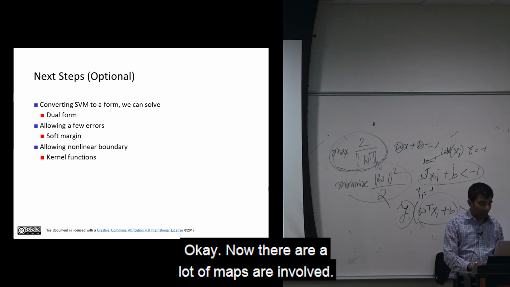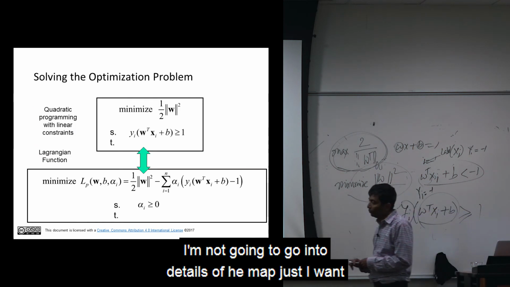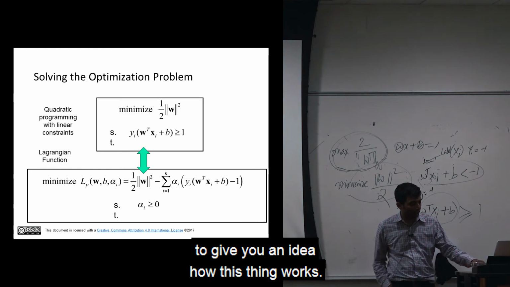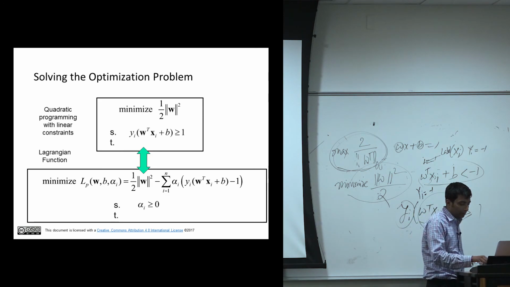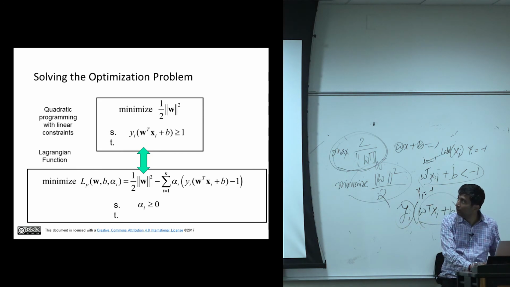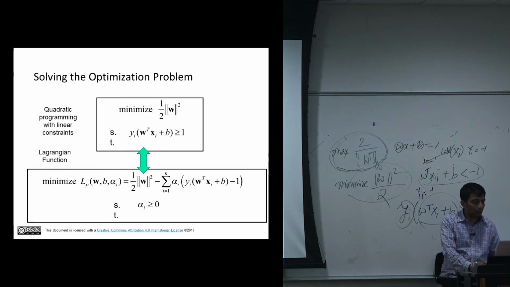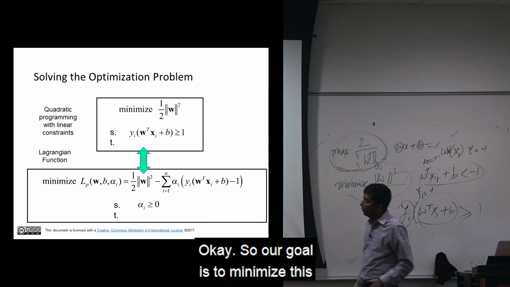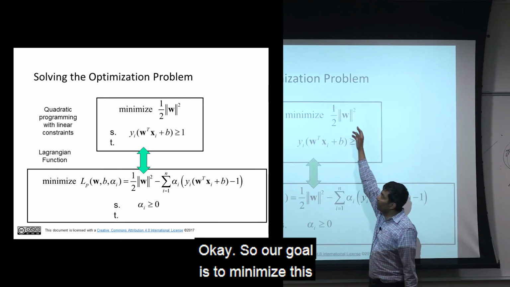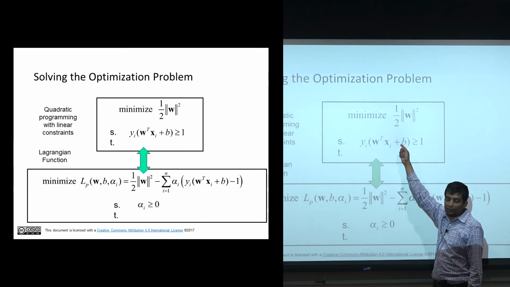Okay, now there is a lot of math involved. I'm not going to go through the details of the math, I just want to give you an idea of how this works. So our goal is to minimize this, where the constraint is this. Do you agree with that?